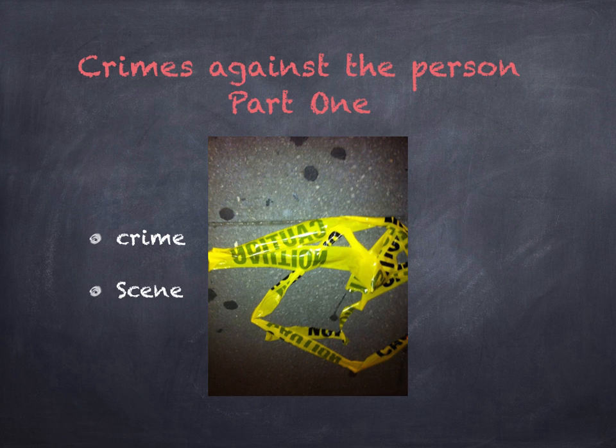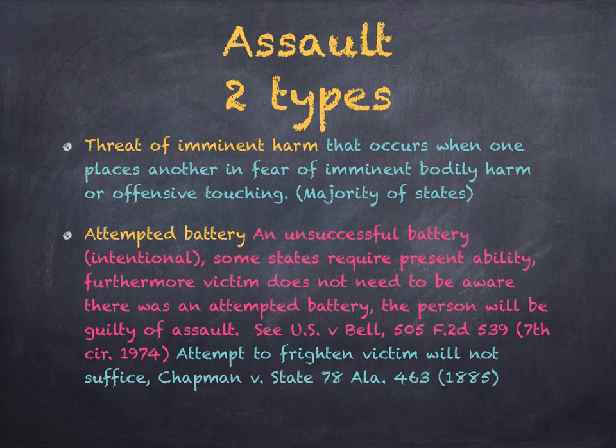So crimes against the person, we're going to start with assault. There are two types of assault. There's the threat of imminent harm, which occurs when one places another in fear of imminent bodily harm or offensive touching. And then there's the attempted battery as assault. In other words, it's a failed attempt at a battery. Some states require present ability, and furthermore, the victim doesn't even need to be aware that there was an attempted battery. The person will be guilty of assault anyhow.